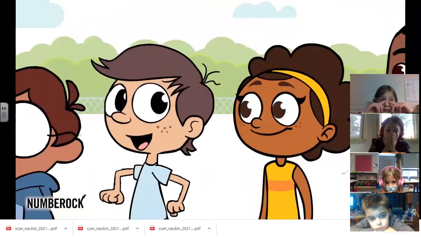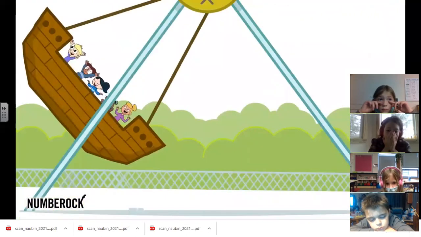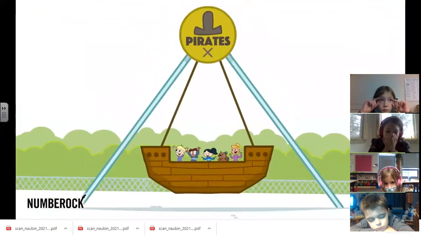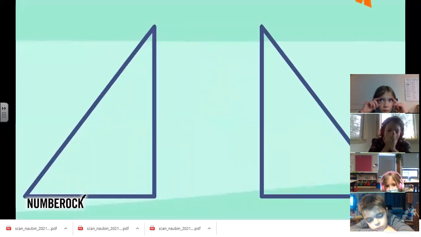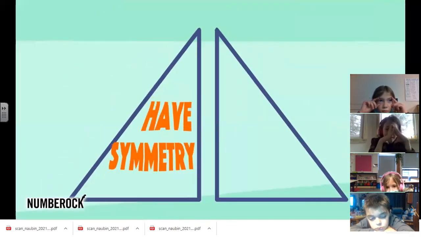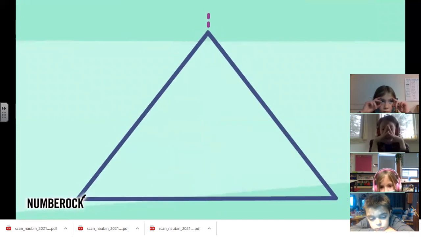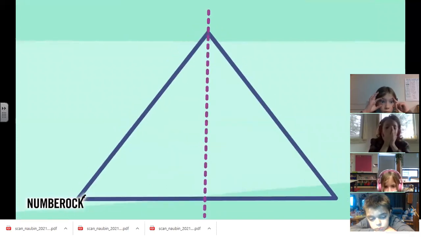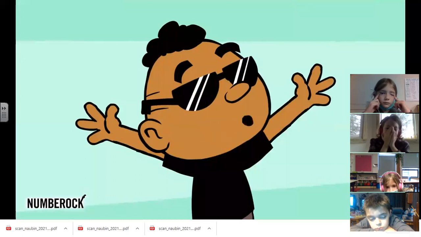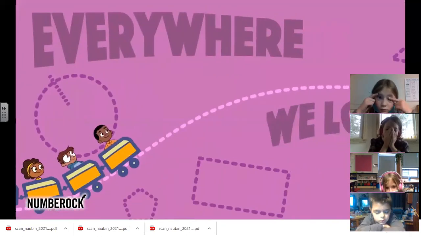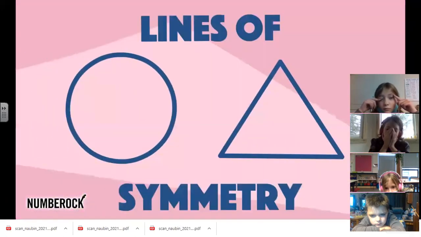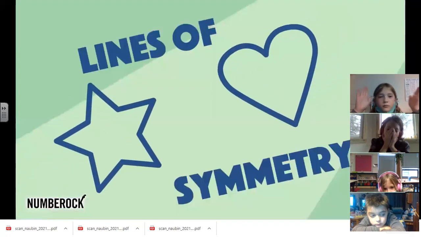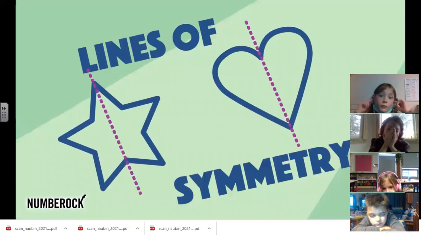At the pirate ship, we wait our turn. This ride can make our stomachs churn. A line from the axle to the ground is one line of symmetry to be found. Identical partners facing each other have symmetry with one another. Lines of symmetry evenly divide. Let's find symmetry on every ride. Everywhere we look, we see line of symmetry, line of symmetry.